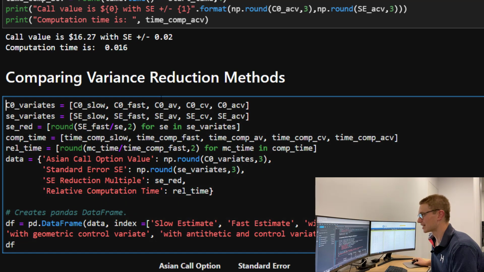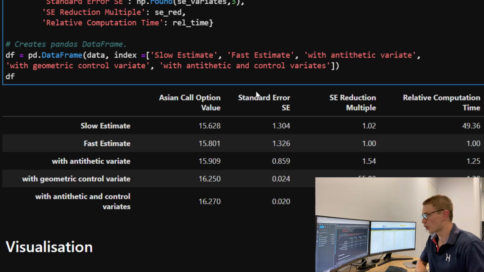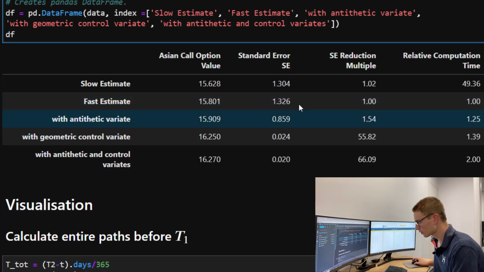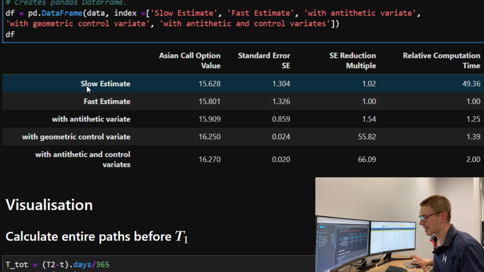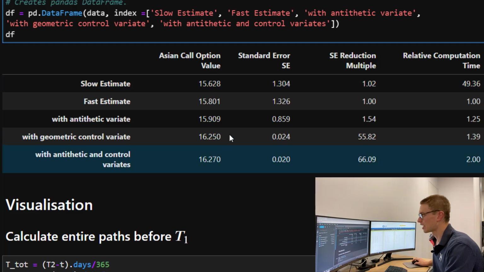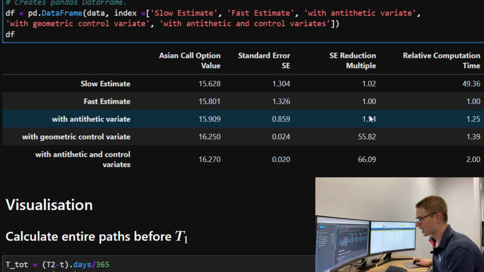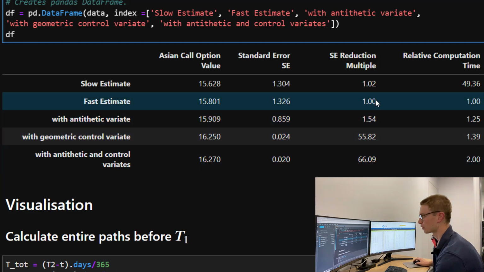So let's compare these variance reduction methods and the computation time that it's taken, because again, we've decreased the standard error, but we've increased the relative computation time. Just for an idea of what the slow estimate took, here are all our Asian call option value prices on the left-hand side. Here we've got the standard errors that have been reduced as we've introduced these measures. So we've used the fast estimate, our vectorized array, to benchmark our variance reduction methods. And we did this because this is a fairer comparison as these have been vectorized.